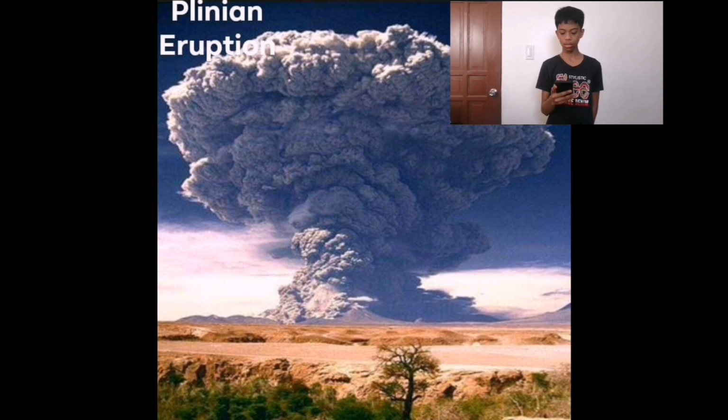Plinian eruptions are extremely explosive eruptions, producing ash columns that extend many tens of miles into the stratosphere and that spread out into an umbrella shape. This large eruption produces widespread deposits of fallout ash. Eruption columns may also collapse due to their density to form thick pyroclastic flows.